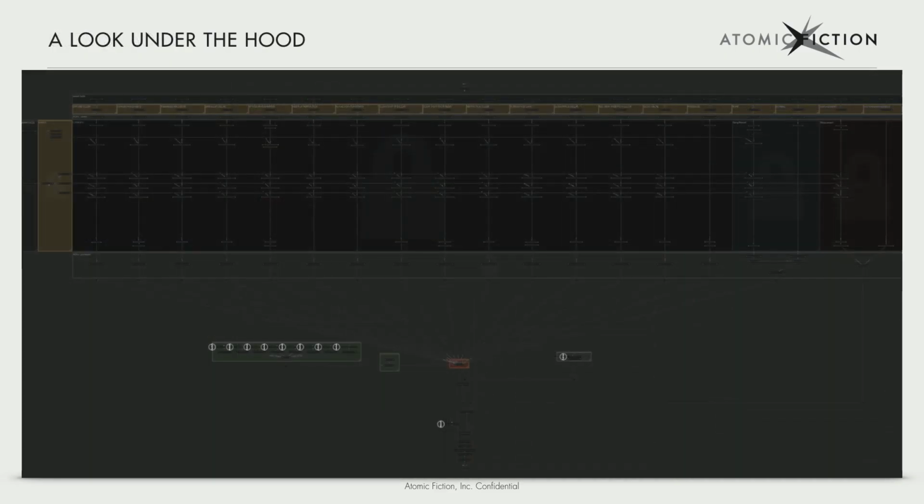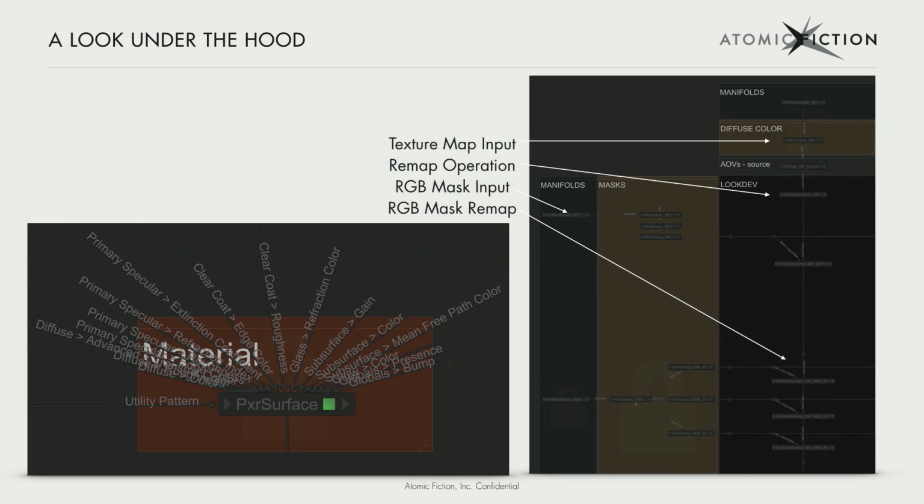So let's get a bird's eye view of what our Uber shader looks like. So here it is. It's nice and clean, easy to follow. Let's take a closer look. So we have this node graph tree for every map type being piped into the shader. But here we have diffuse as an example. So this is the layout of the node graph. So first we have the texture map input. We have a color correct node for remap operations. So we have an RGB mask input, and then a color correct node for remapping inside those masks. It's pretty straightforward. All of that gets fed into our surface material.